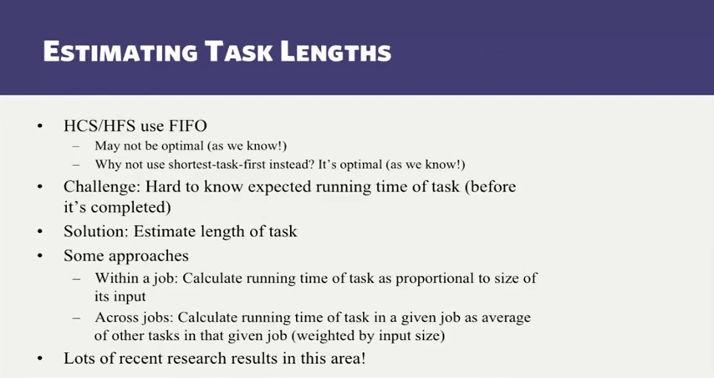So far, we have seen that Hadoop Capacity Scheduler and Hadoop Fair Scheduler tend to use the FIFO, or first come, first serve, or first in, first out approach, FIFO FCFS. But as we have seen in the previous lecture in the series, FIFO is not necessarily optimal as far as completion time is concerned. And the question might be arising in your mind, why not use shortest task first instead? In fact, that is optimal, as we know it.